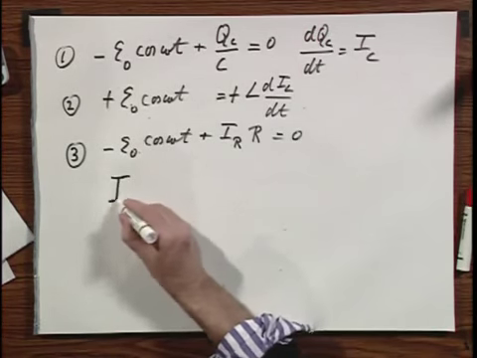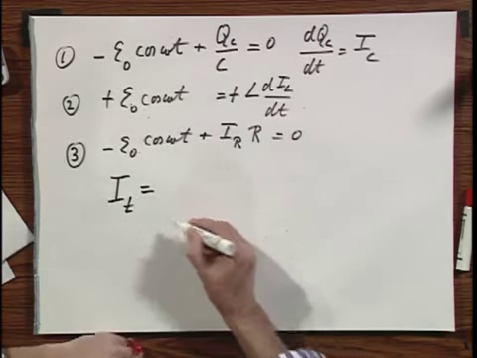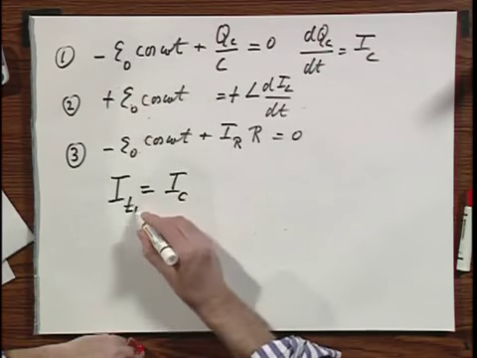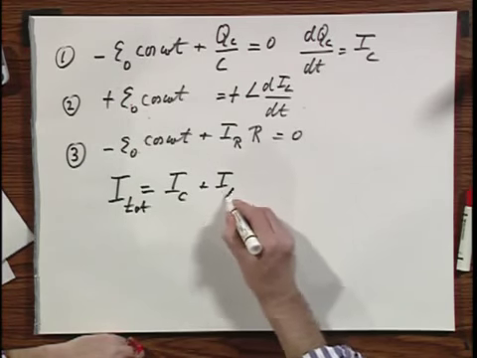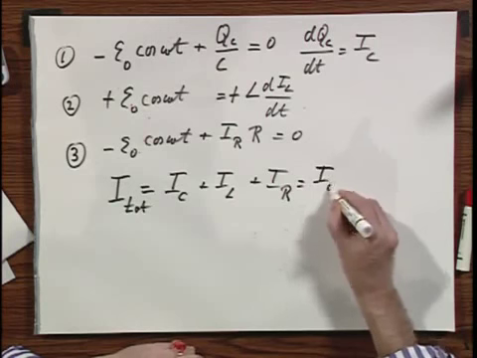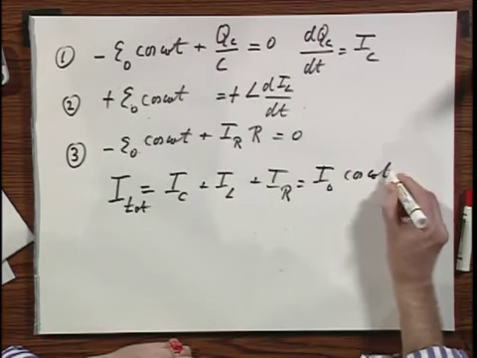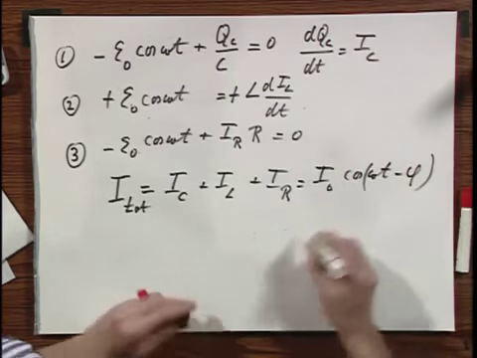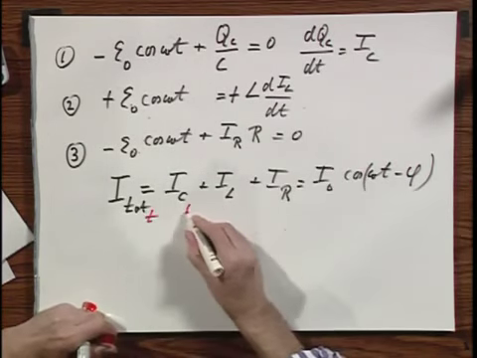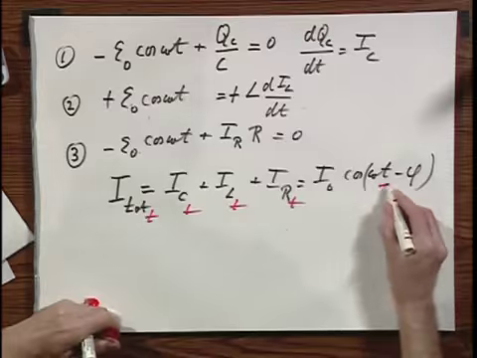And the total current at any moment in time is the sum of these individual ones. This is IC plus IL plus IR, and that must be I0 cosine omega t minus some phase angle phi. And this holds for any moment in time, namely for this moment in time.